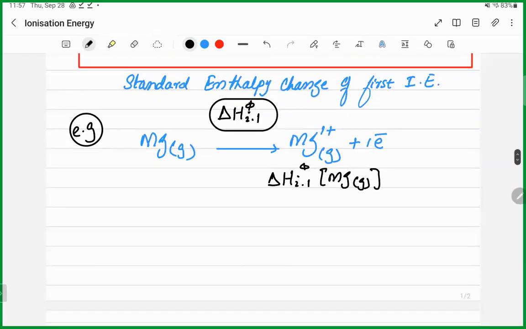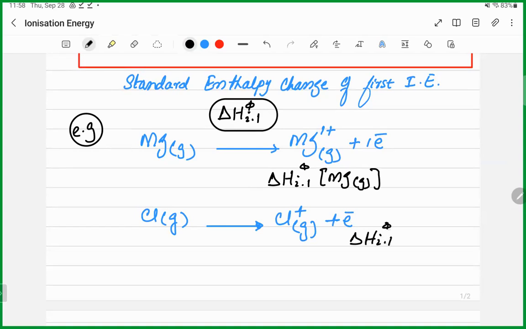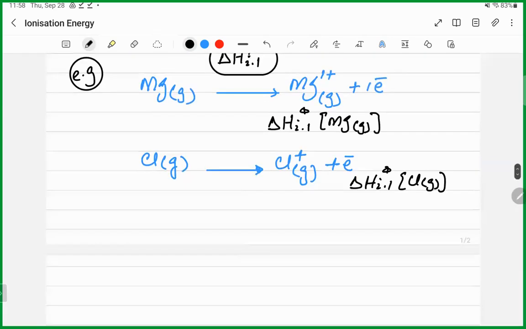If I ask you to write down the equation for the first ionization energy of chlorine, you should write one atom of chlorine, not the molecule, atom, Cl only, forming Cl plus in gas form plus 1 electron. This is basically the delta H I1 for Cl gas. I hope the point is clear. So now you can write down the equation of the ionization energy of any metal, any non-metal.